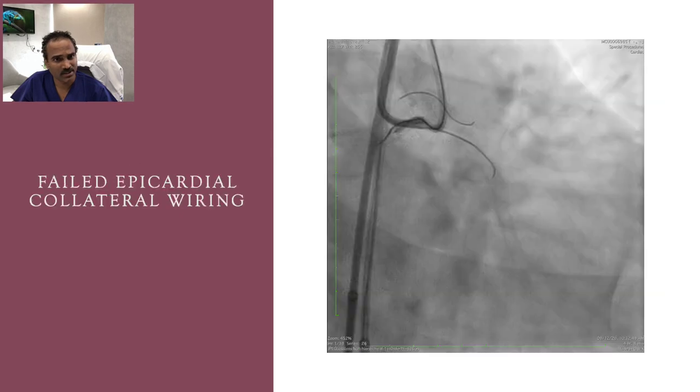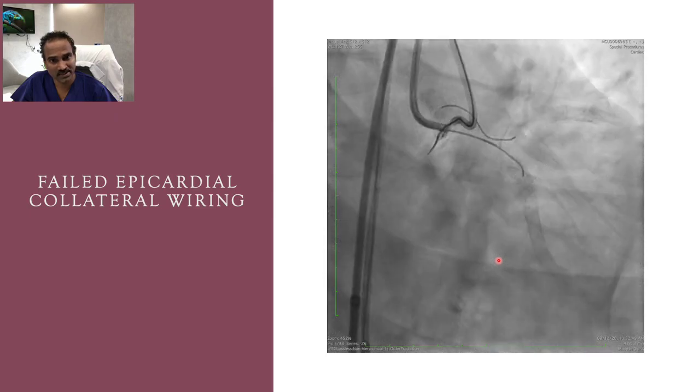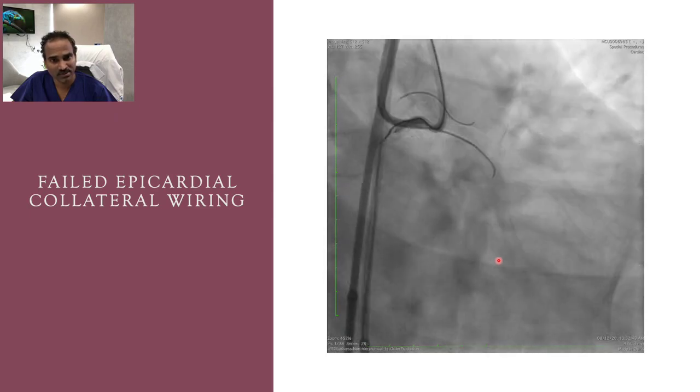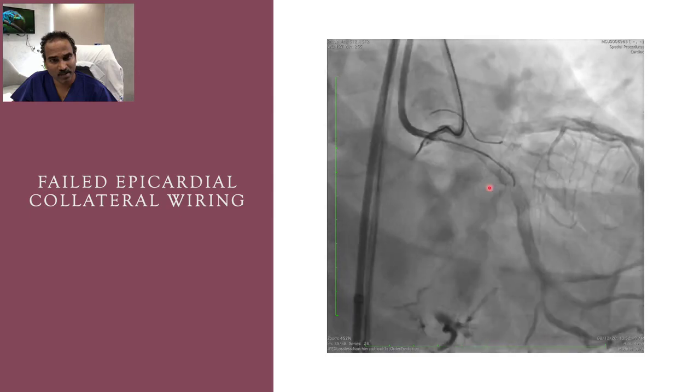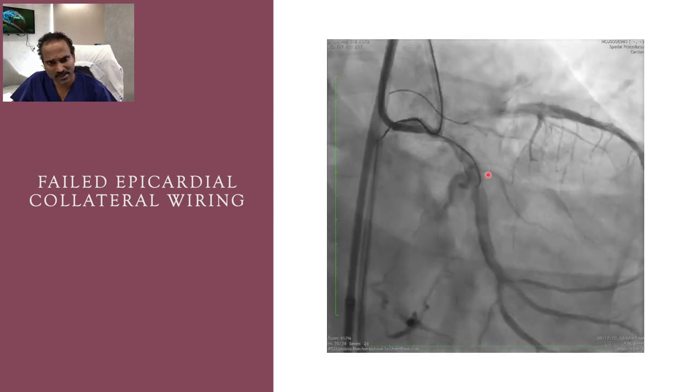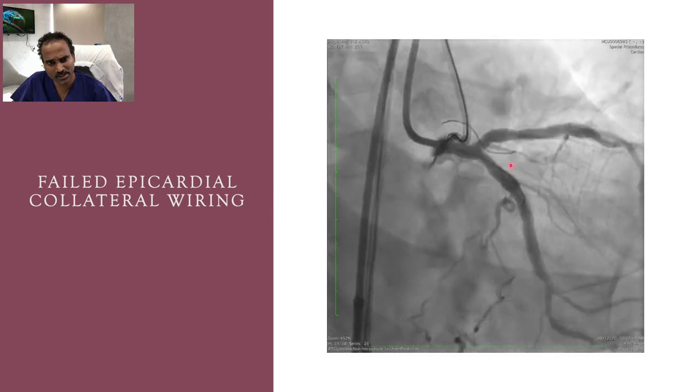So at this stage we switched the strategy to retrograde, and the epicardial collateral was tried first, but I couldn't wire the epicardial collateral as the origin is tightly stenosed and it is jailed by two stents here.